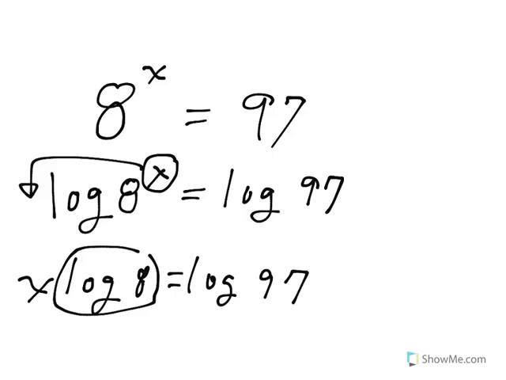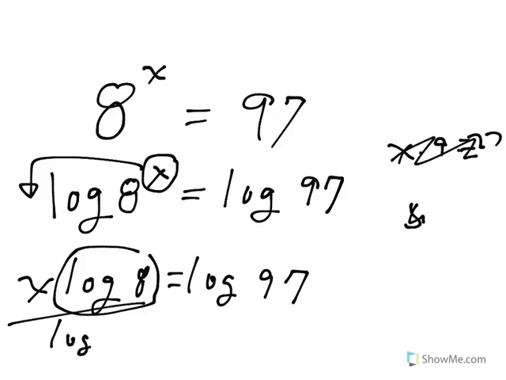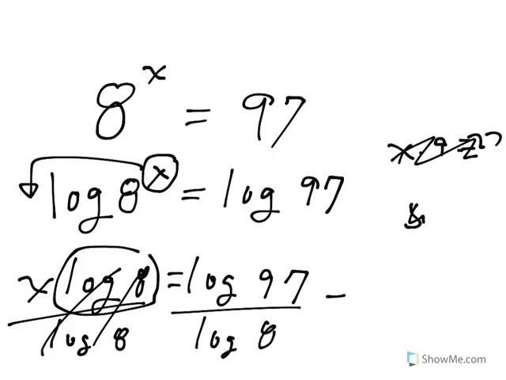It serves as the coefficient of the x, kind of like if I said x times 9 equals 27, you'd say, okay, I divide both sides by 9. So this is x times log 8 equals 97, so divide both sides by log 8. And your calculator has a log button, so you type those in and it becomes about 2.2.